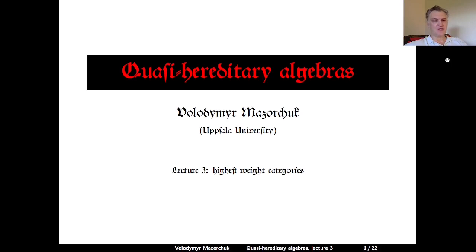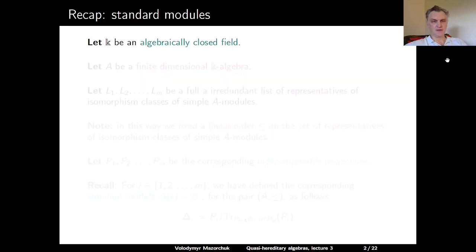Quasi-hereditary algebras, lecture 3, highest weight categories. Let us recall the notion of the standard module, which we defined in the previous lecture.